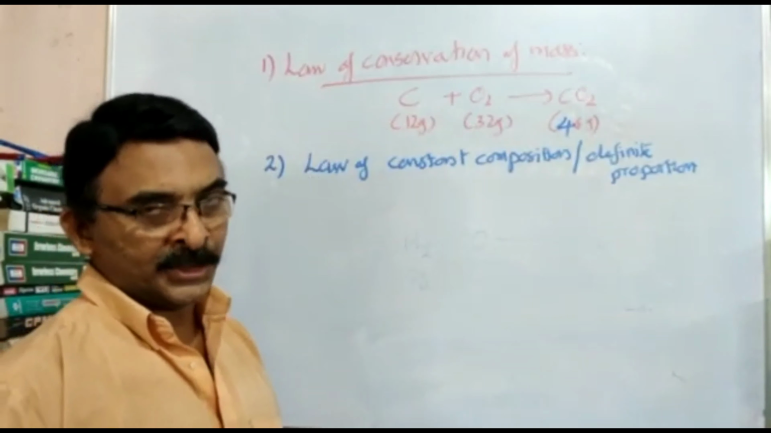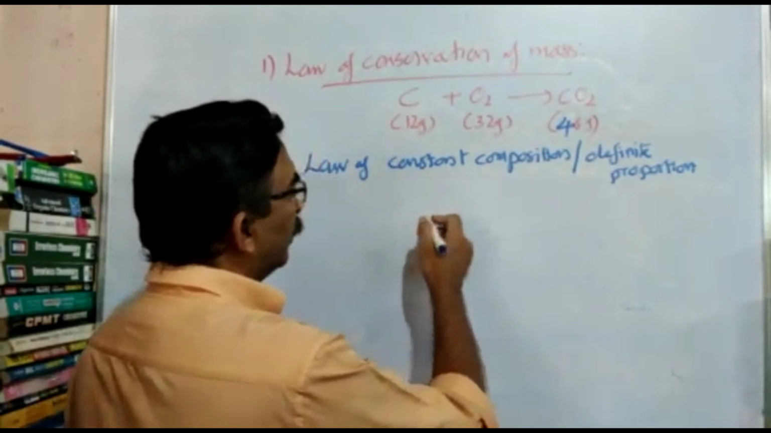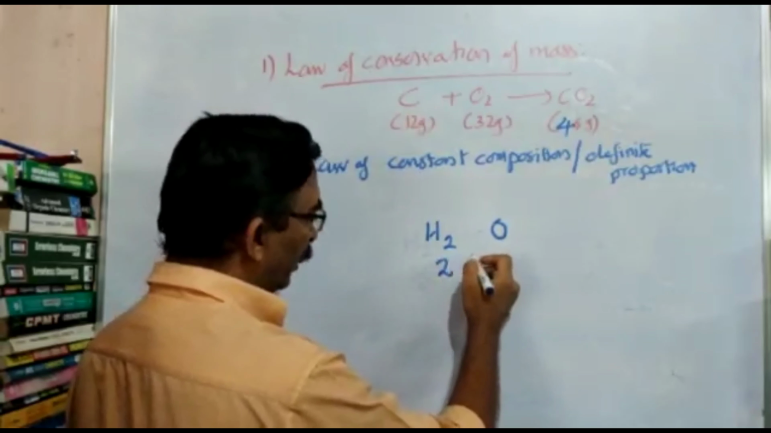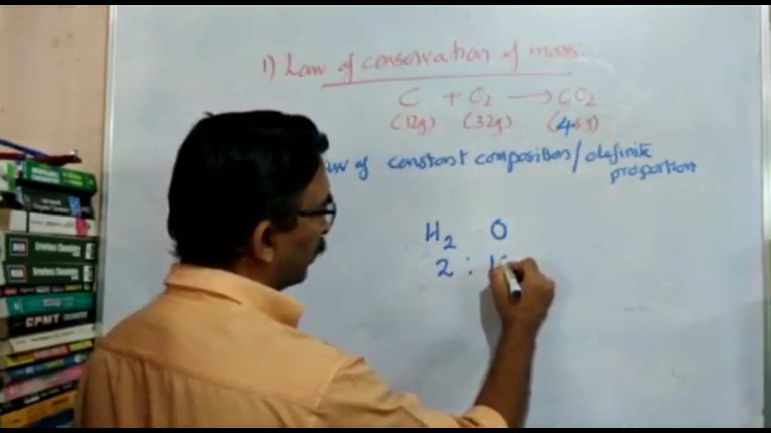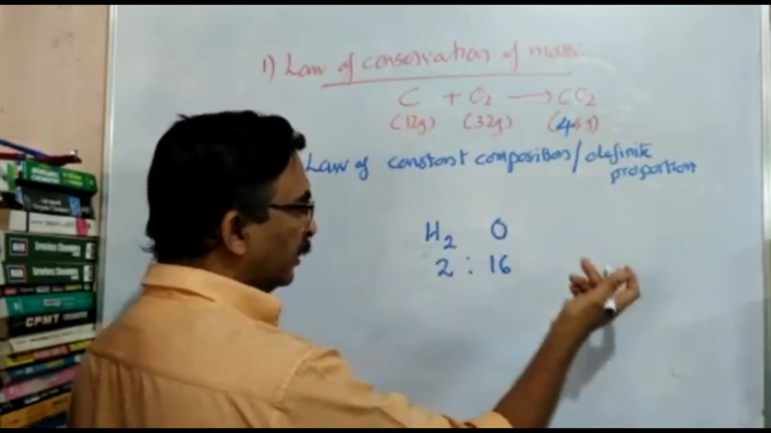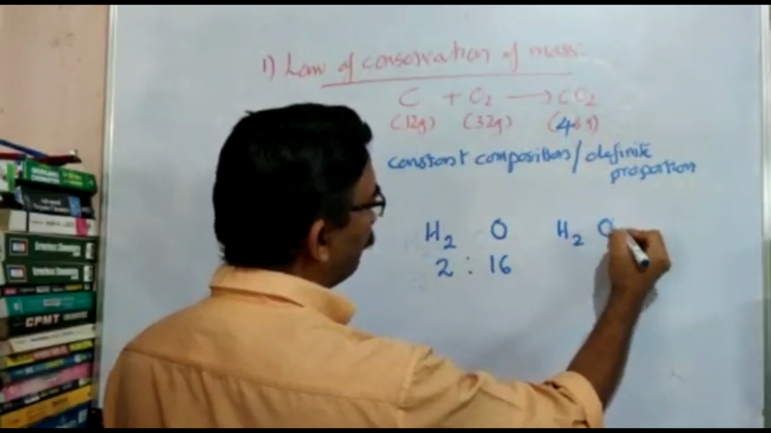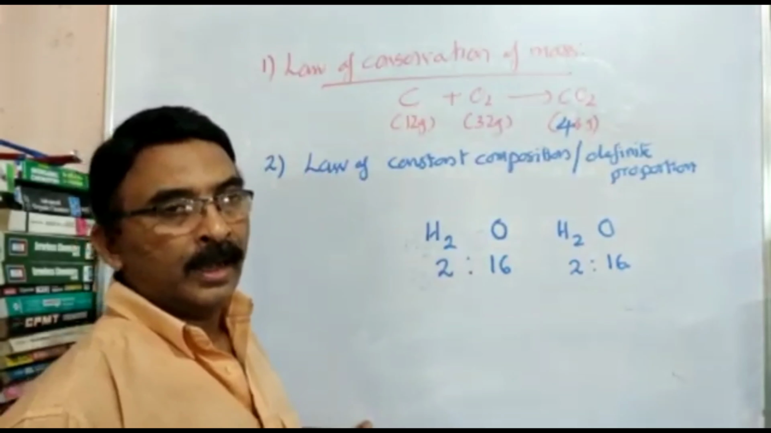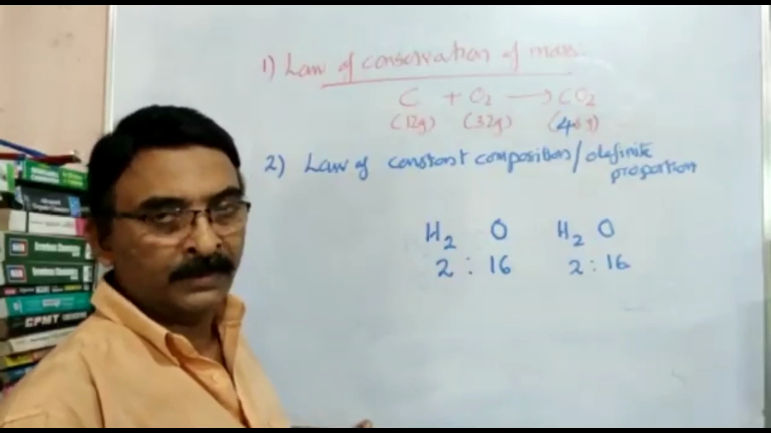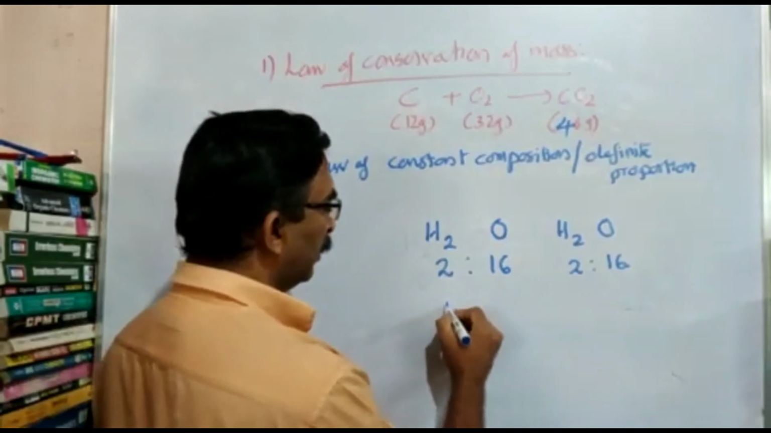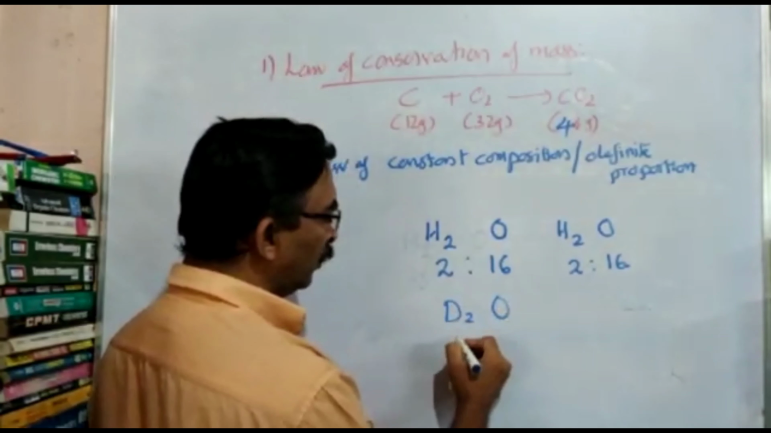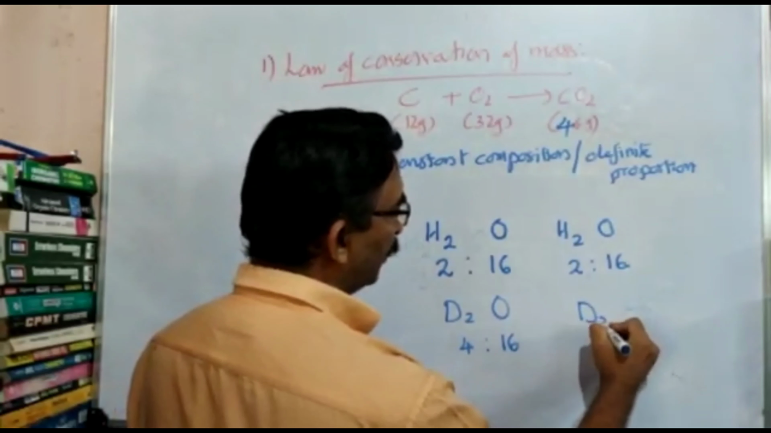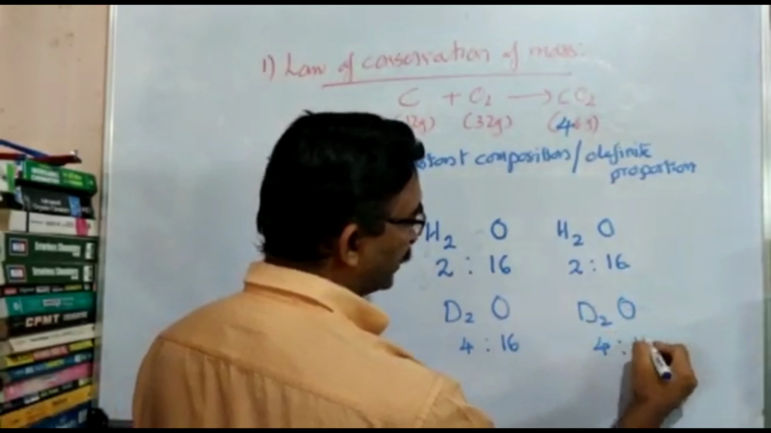Suppose you are studying H2O. One sample of H2O you take, and there we will be able to prove that 2 gram hydrogen combined with 16 gram oxygen. Another sample of water you take, there also you will be proving 2:16. Suppose the water sample is having deuterium instead of hydrogen, then one sample will give you 4 gram deuterium and 16 gram oxygen. Another sample will give you 4 gram deuterium and 16 gram oxygen.